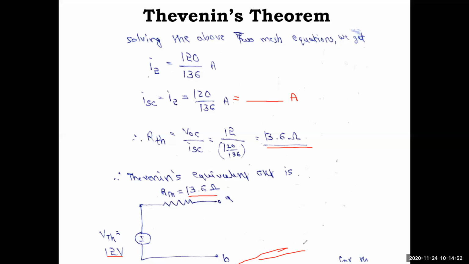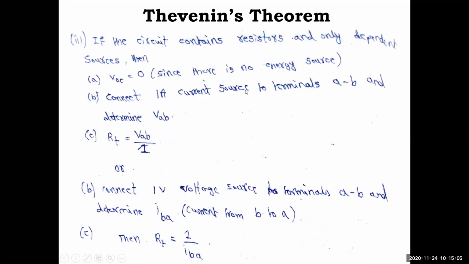We'll go for the third step now. So what is the third step? There is no independent source at all in your circuit. Only dependent sources and resistors are present in the circuit. Then what will you do? That is the method I will recall. You have seen it in the first step.